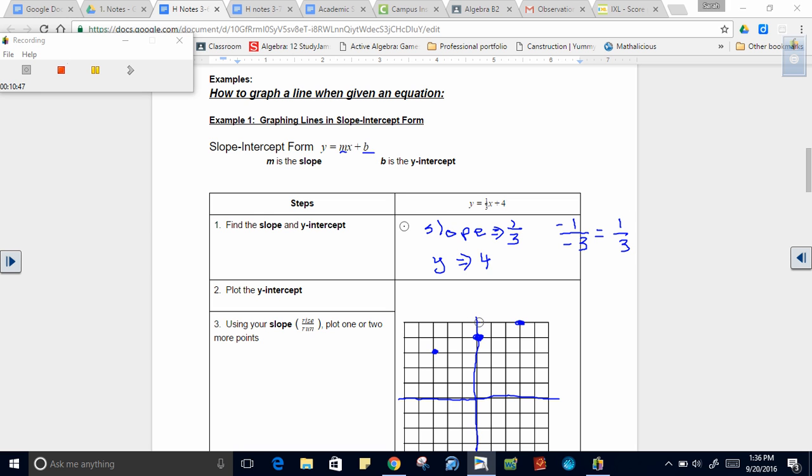So up 1 over 3 would be the positive version. Down 1, negative, or left 3, would be where they're both negative. I cannot make one negative and keep the other positive. That does not equal 1/3. Okay? I need them both to be the same. I'm going to try and connect my points. And I should have a positive slope, and this is a positive slope. Going left to right, I'm going uphill.